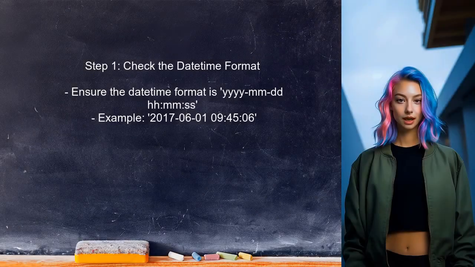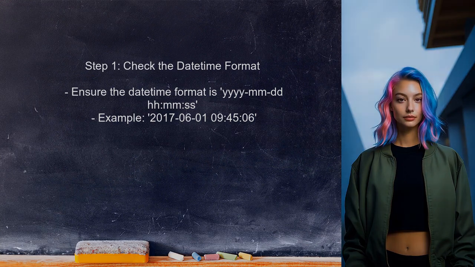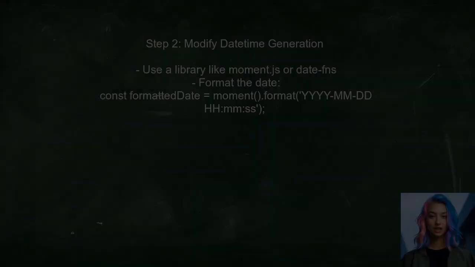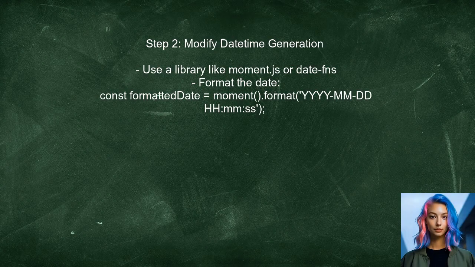To address the error the user's encountering, the first step is to check the datetime format being used in the application. The user should ensure that the datetime value being inserted into the MySQL database matches the expected format. Next, the user should modify the way the datetime value is generated in their Node.js application. Instead of using the default JavaScript date object, they can format the date to match MySQL's requirements.